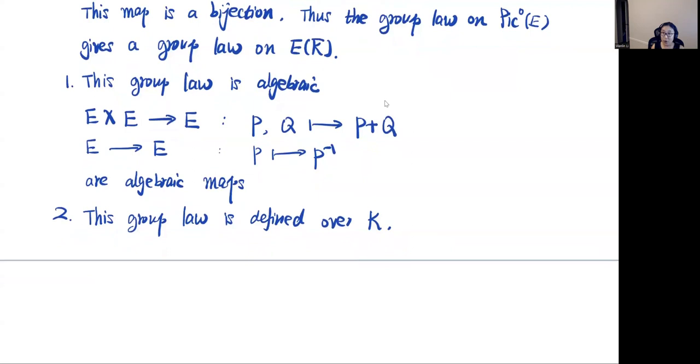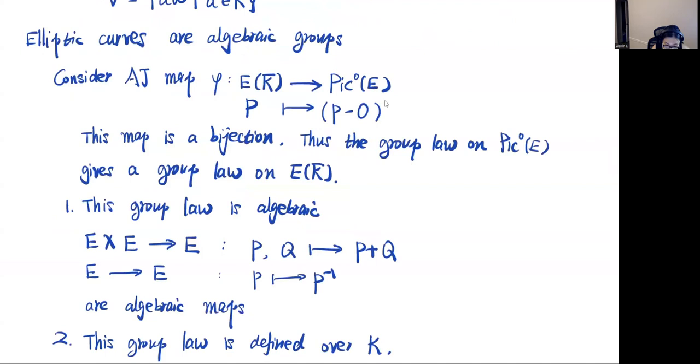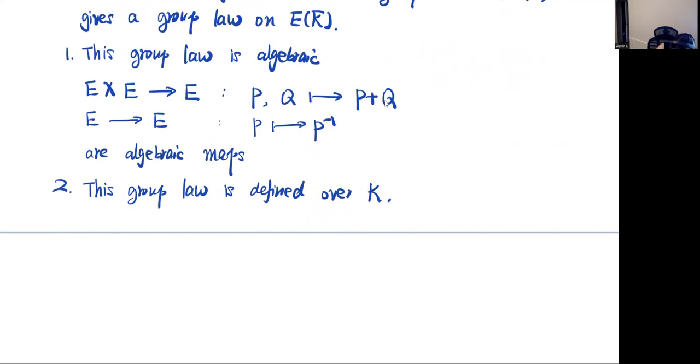Because when you have higher genus curves, you can't have a group law on the set of points. But when you have abelian varieties, their dimension is higher, they're not algebraic curves, so it's more complicated to study them. Okay, so after introducing an object, the next step is to introduce the morphisms between these objects. So morphisms between these curves.